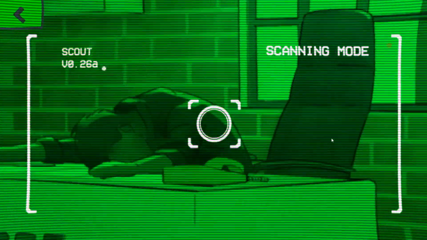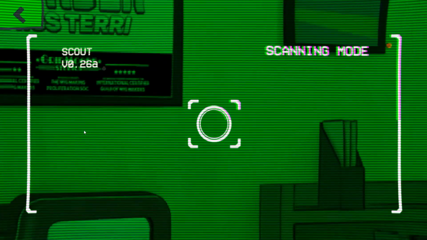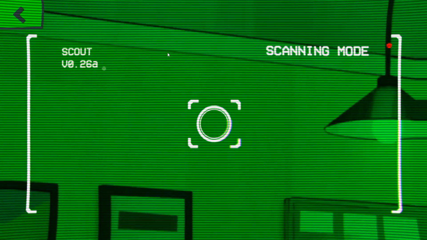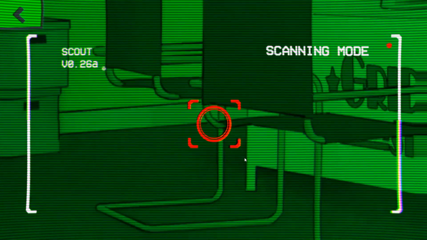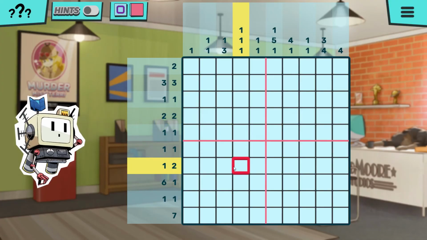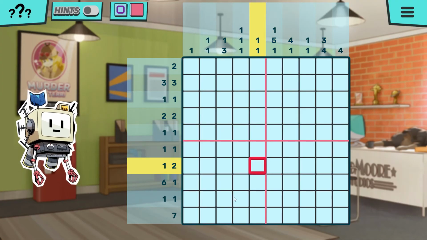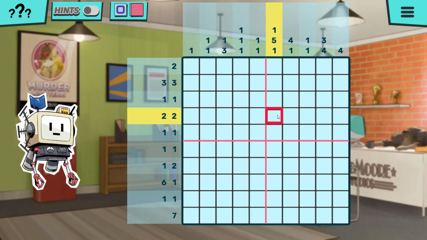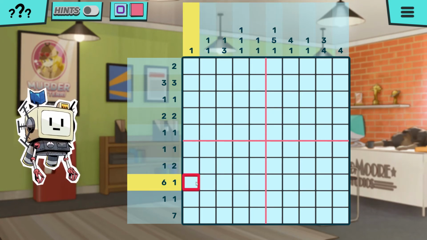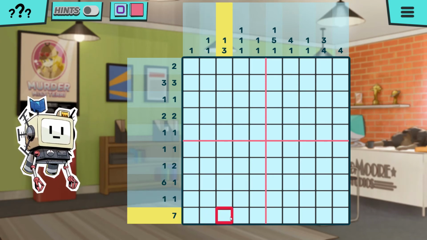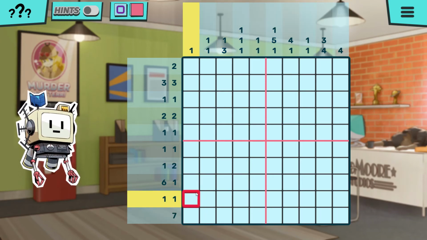Ooh, no red lights on Blake's body. What else do we have in here? Nothing? Oh, not nothing. A chair. A chair puzzle. Okay. This looks a bit more difficult. From first glance, I can't fully tell how any of them would be filled out. This is 10 by 10 again, isn't it? Yes, it is.